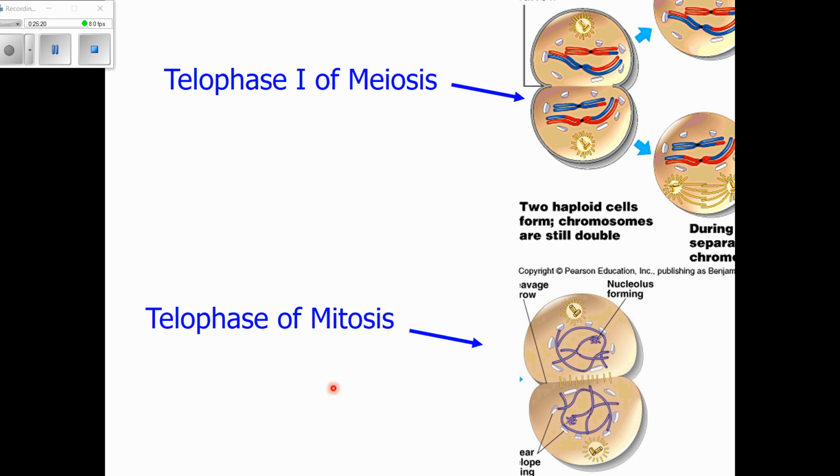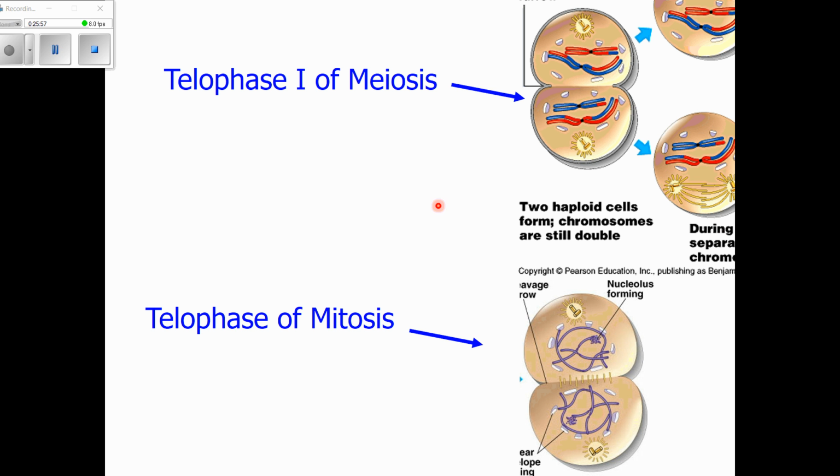After anaphase 1, the next phase is telophase 1. You can see cytokinesis beginning here, and it's a little hard to tell from this comparison, but the biggest difference is in telophase of mitosis, one copy of every chromosome is in this nucleus, and one copy of every chromosome is in this nucleus. So that's 46 chromosomes in this nucleus, 46 chromosomes in this nucleus.